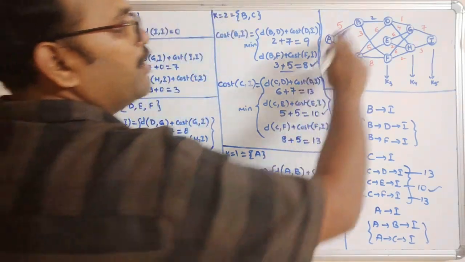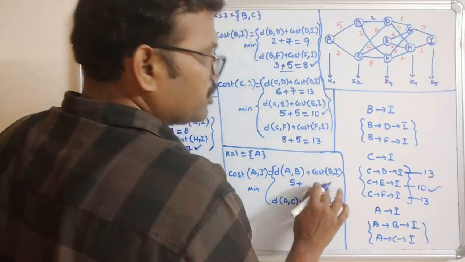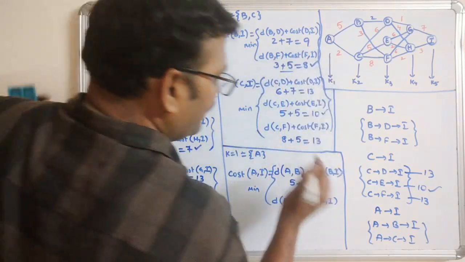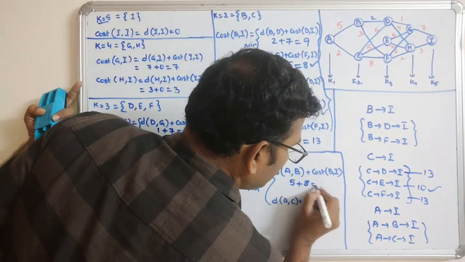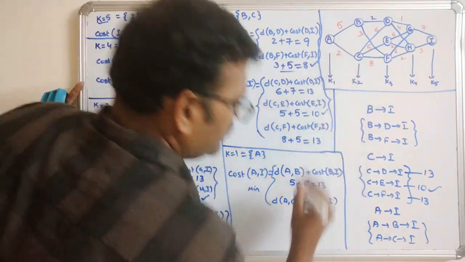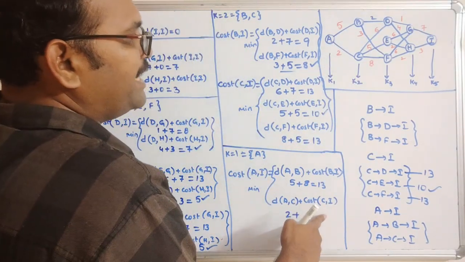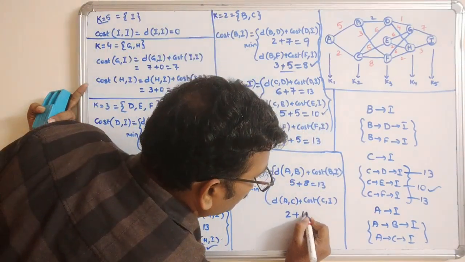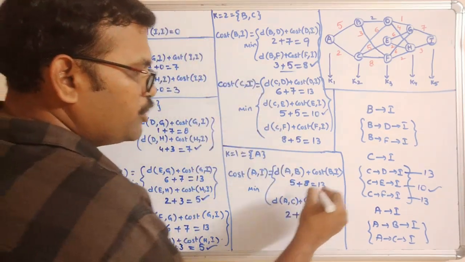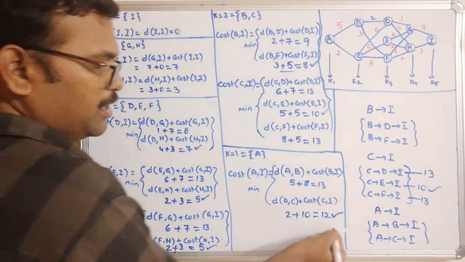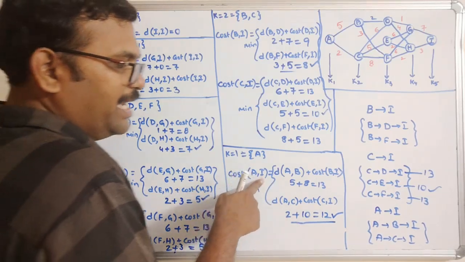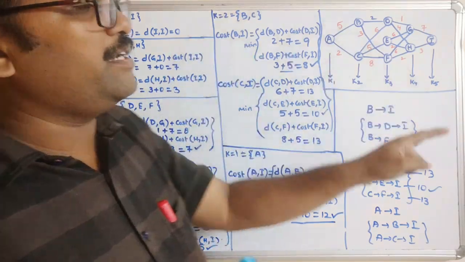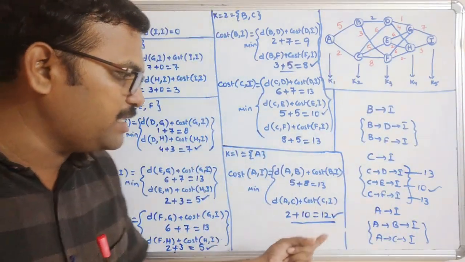Now D of AB is 5 plus the cost of BI. We have already computed BI, which has a minimum value of 8, so 5 plus 8 is 13. And D of AC is 2 plus the cost of CI, which is 10, so that is 12. Among these two, which one is the minimum? 12 is the minimum. So here A is the source and I is the destination. In order to travel from source to destination, the minimum cost is 12.